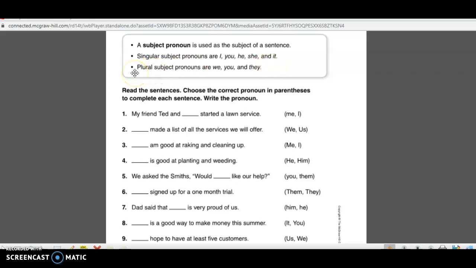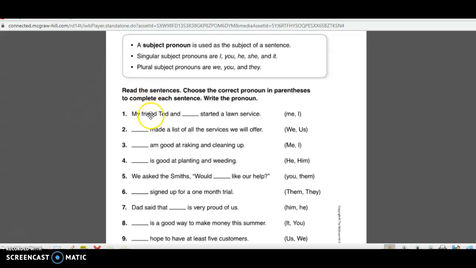So when we are talking about plural subject pronouns, remember plural means more than one, we can use the pronouns we, also you, because we can be talking about you as one person, or we can be talking to you as many people, like talking to you as the class. But then we could also use they. So we, you, and they are our plural subject pronouns. So these are what we would use if we have more than one in the subject.